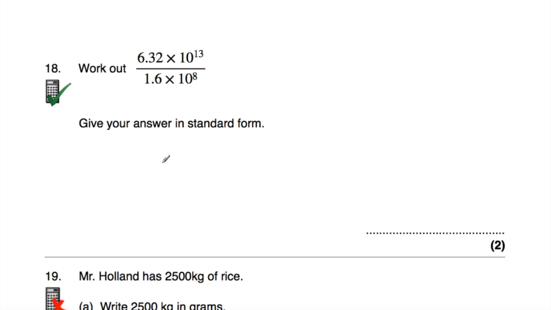And whenever I do that, I get an answer of 395,000. And now we just need to write the answer in standard form because 395,000 is an ordinary number. So it's going to be 3.95 times 10 to the power of.